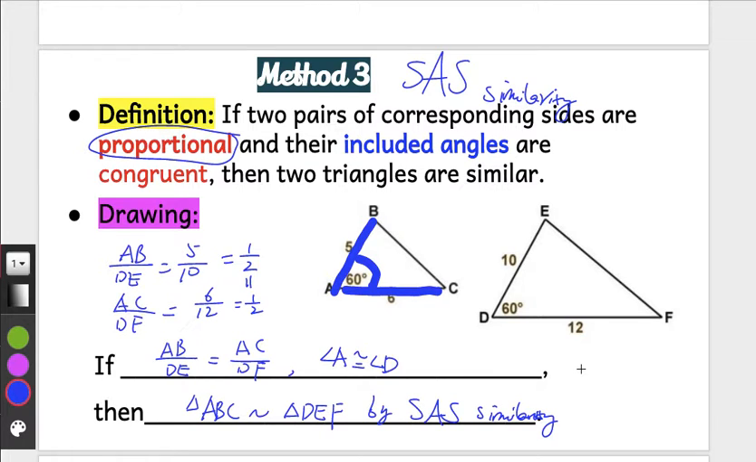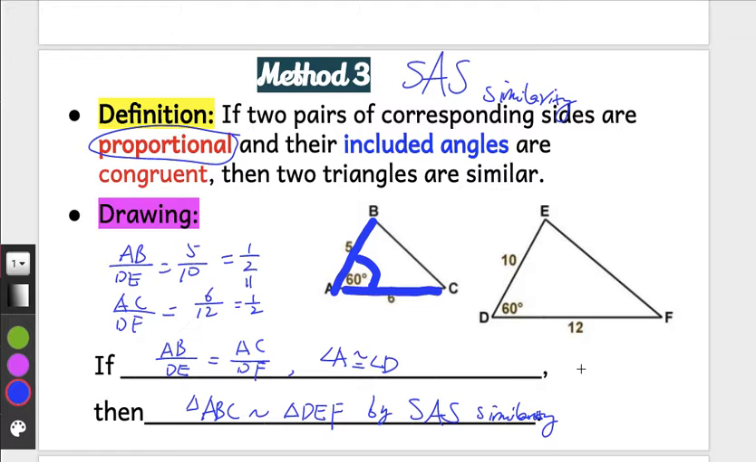Hello, welcome back. In this video we are going to practice several examples about the method we mentioned before, SAS similarity, which means two pairs of corresponding sides are proportional and their included angles are congruent. If you have that information, then we can come to the conclusion that two triangles are similar.